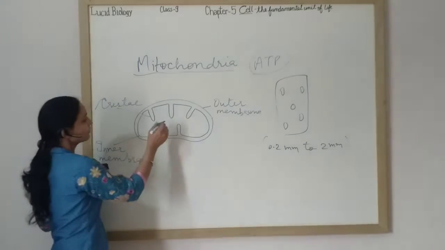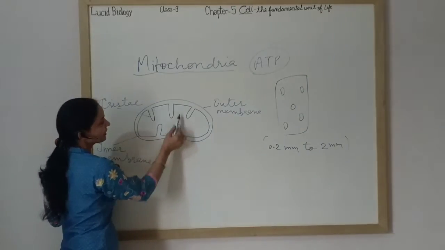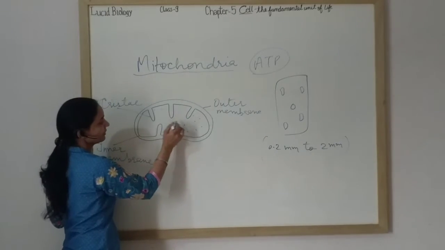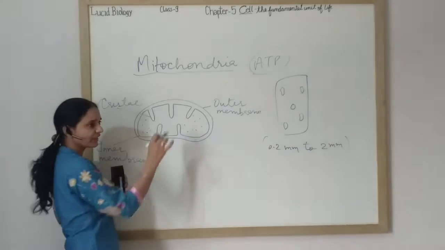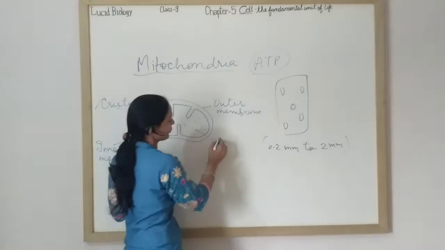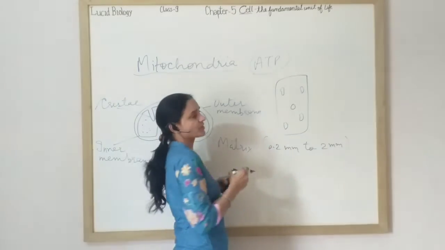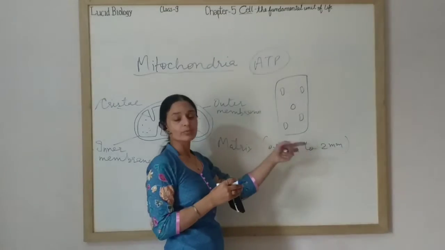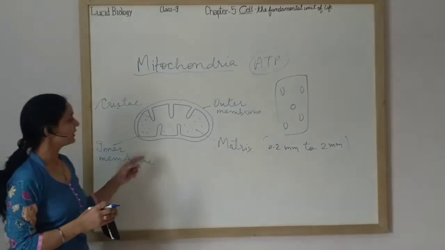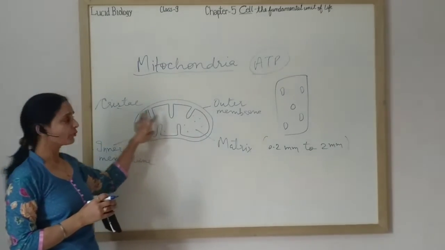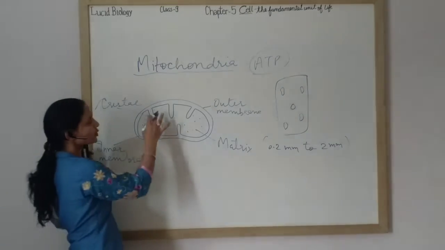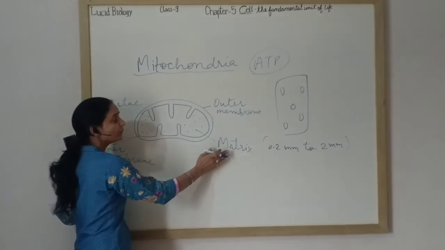Then the jelly-like substance which fills the space enclosed by the inner membrane is called matrix. As we have done, the jelly-like substance inside the cell membrane is cytoplasm, or in the nucleus it is nucleoplasm. Similarly, the jelly-like substance enclosed by the inner membrane is called matrix.